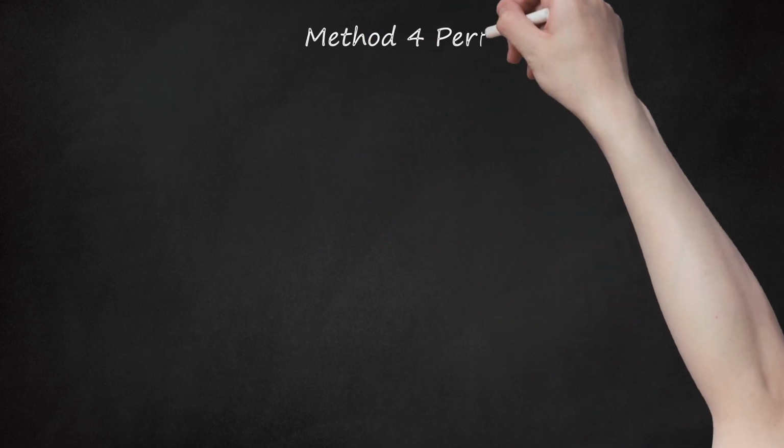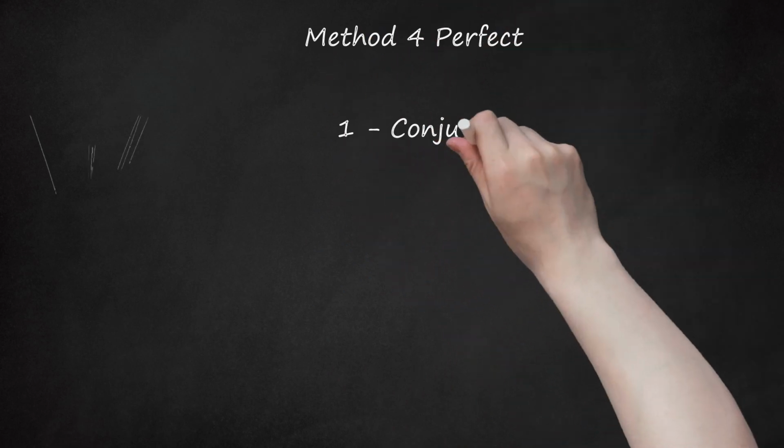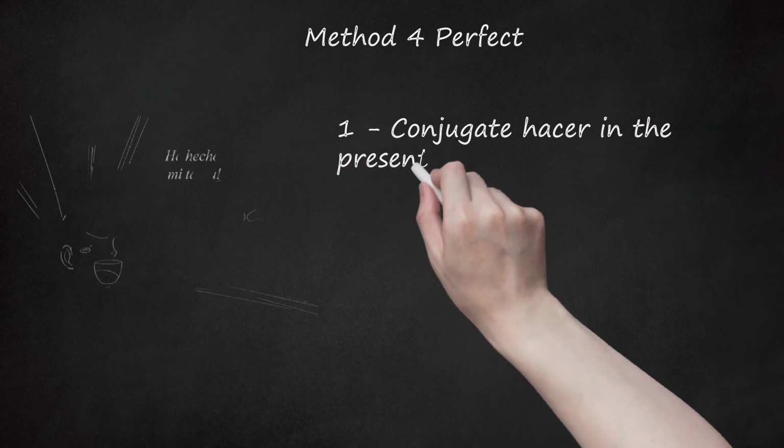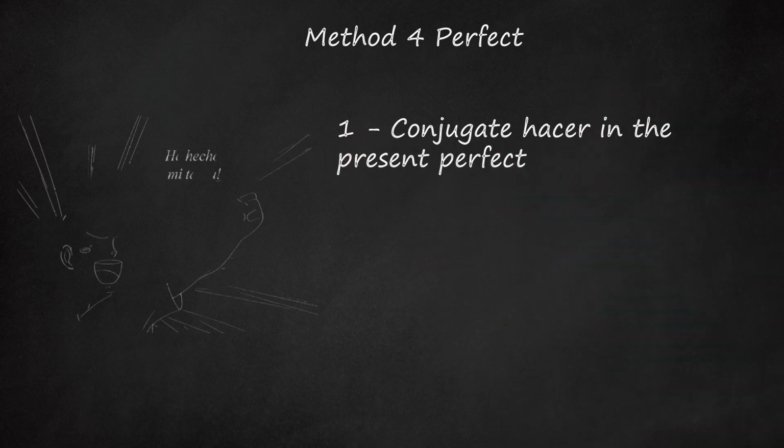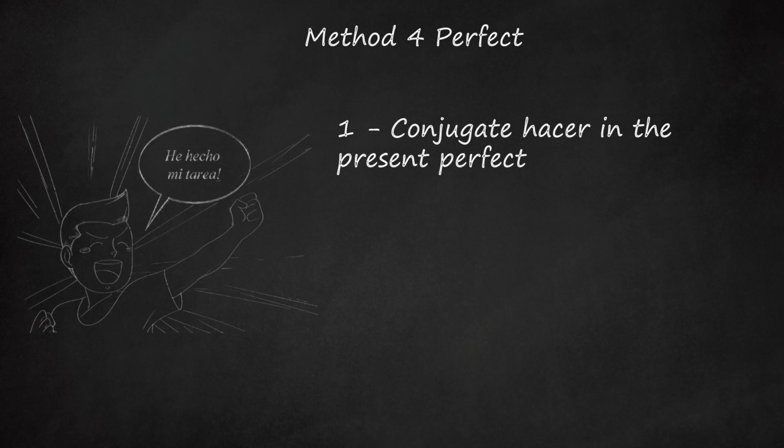Method for perfect. 1. Conjugate hacer in the present perfect. Use the present perfect to describe an action that has been done and has been completed before the current moment, without entirely excluding the possibility that the action will be done again. This verb form is comprised of two parts, the conjugated helping verb, haber, and the singular past participle of the word hacer. Example, I have done my homework, he hecho mi tarea.